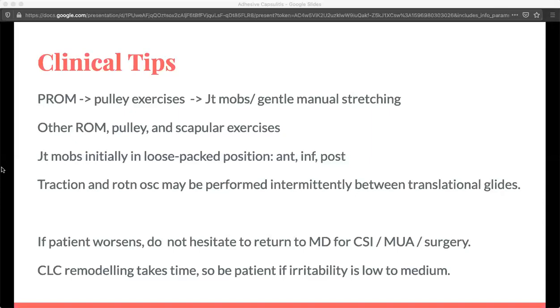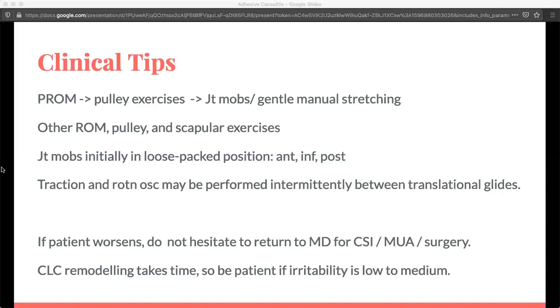Capsular remodeling does take time, which is why it takes 12 to 18 months to get over frozen shoulder. So be patient if irritability is low to medium. If the patient asks, why is this taking so much time? You want to explain to them it takes time. That's just the nature of the beast. There's nothing you or I can do about it. It's just how the tissues work. Just be patient, keep doing your exercises.